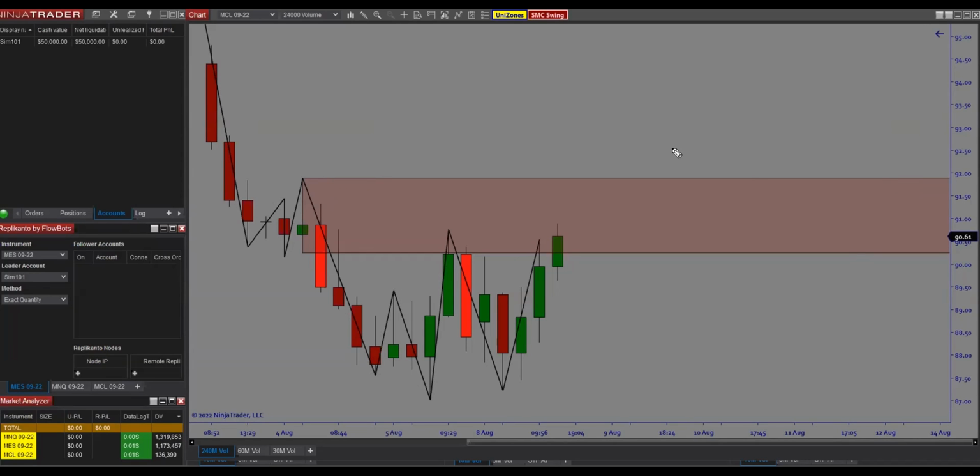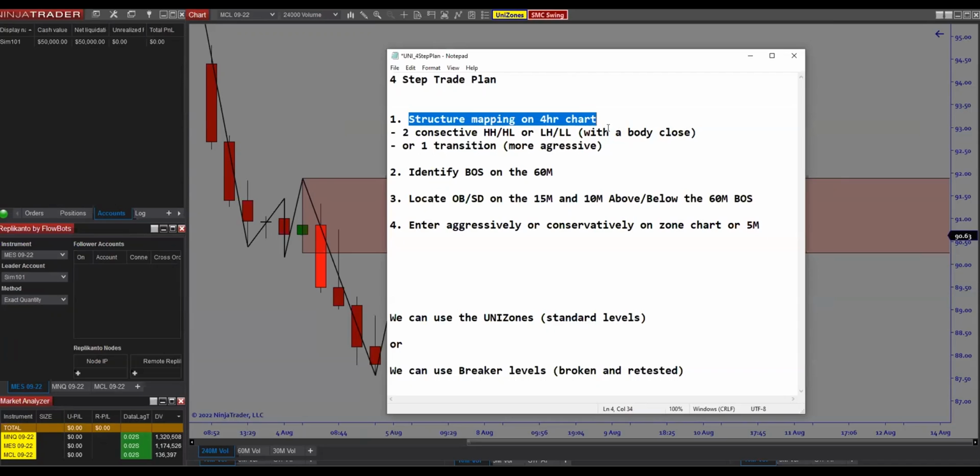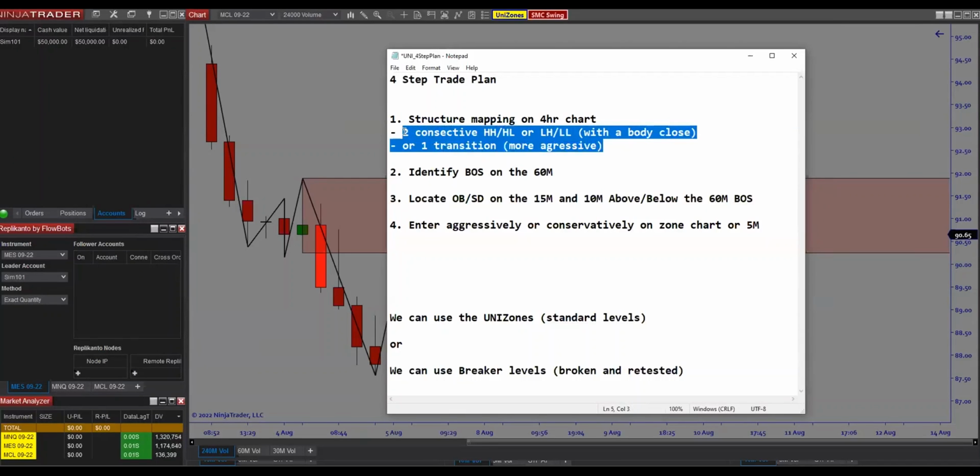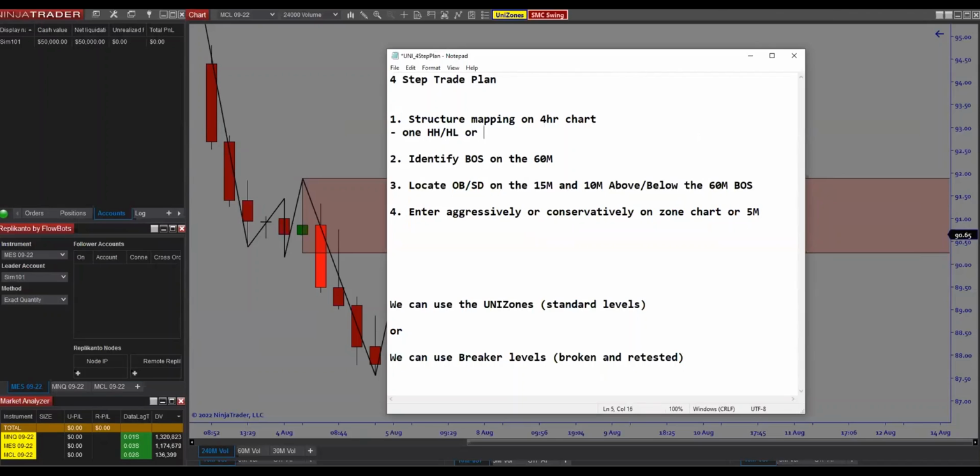Now, there's 2 things. A really patient trader will wait for 2 changes like this. If you're coming down, a more aggressive trader will start trading along after the first change of structure. A more conservative trader will wait for the pullback and then wait for the second change. In futures I will be more aggressive, because futures is not Forex, so you can trade a little differently. For structure mapping, I'm going to look for 1 transition, one higher high, higher low, or lower high, lower low, with a body close. Does everybody understand that? Candle close.